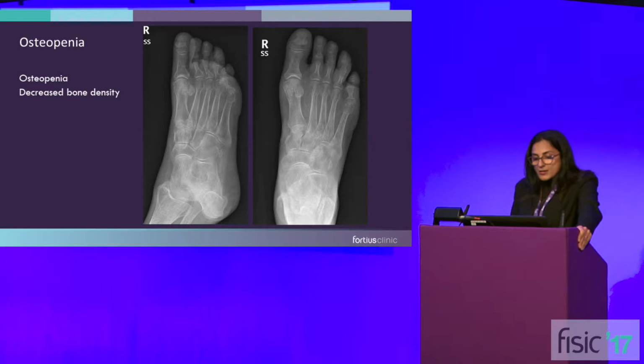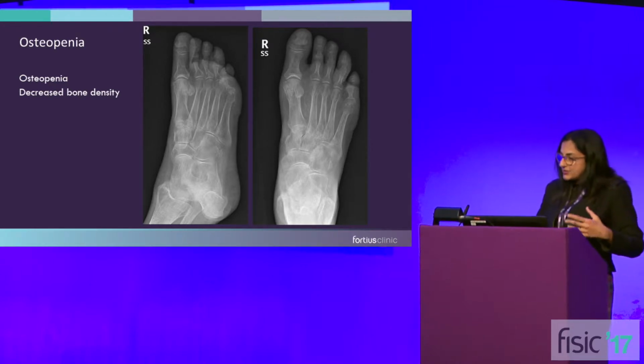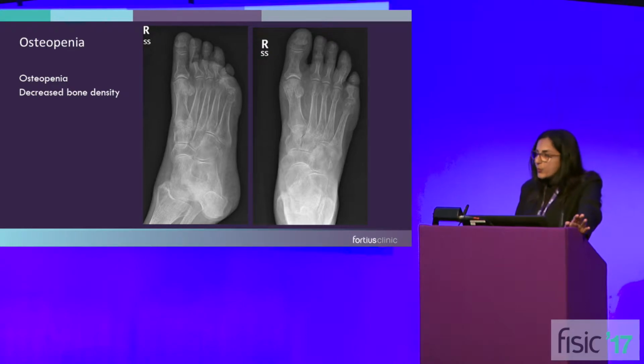So osteopenia, I just wanted to touch upon this. Classically, you see decreased bone density, but we know that radiographs are a very poor modality for this, and you need almost 30 to 50% bone loss to really appreciate that decrease in bone density. You get narrowing of the cortex, less than 25% of the entire metatarsal, but really that's quite a late sign.